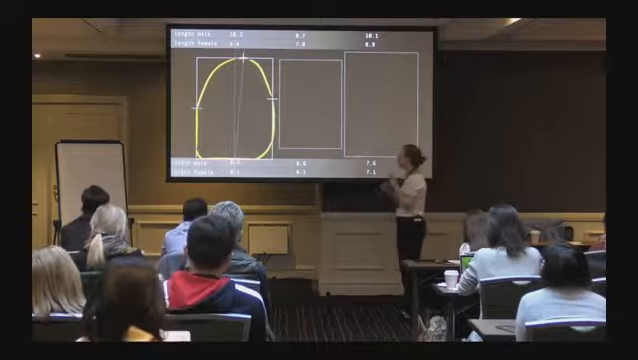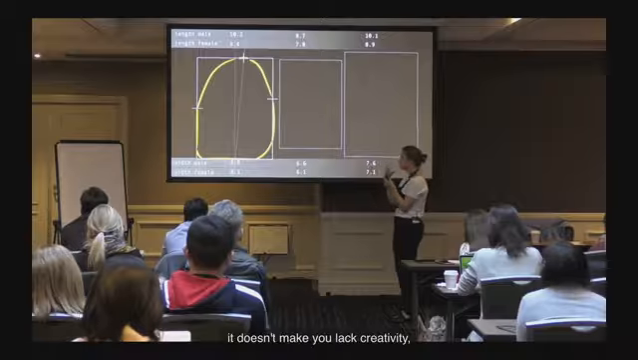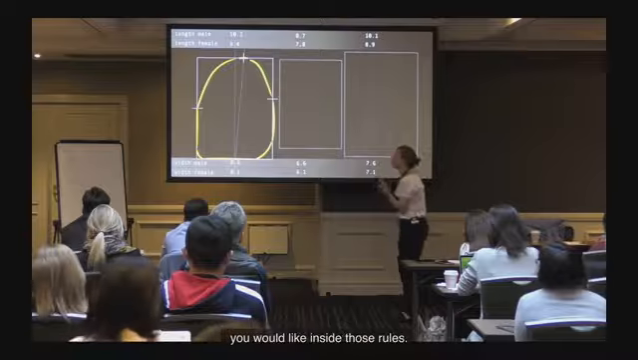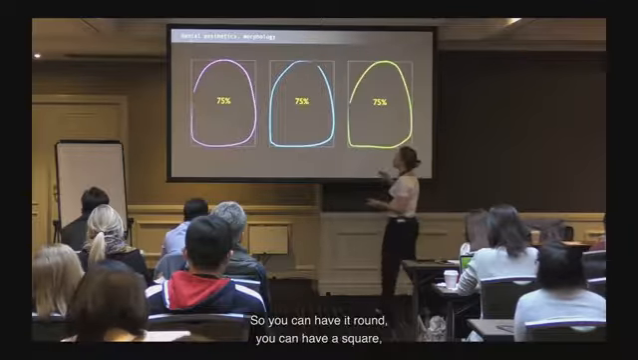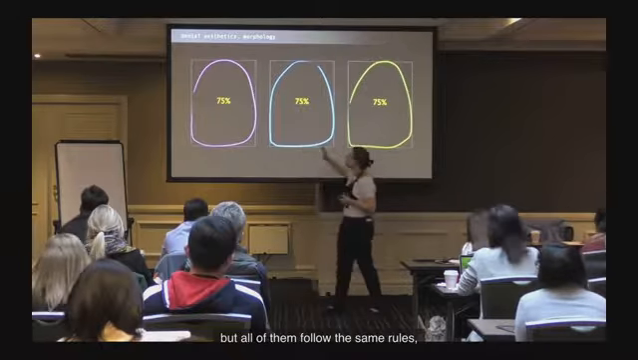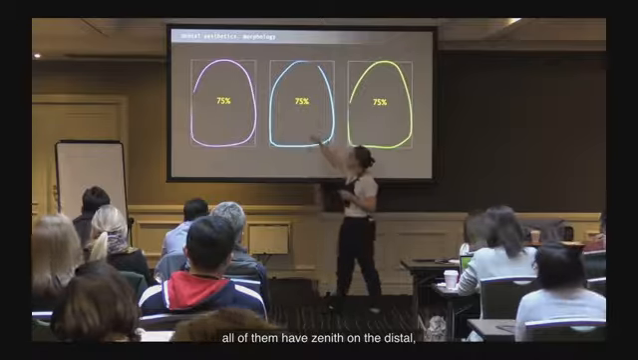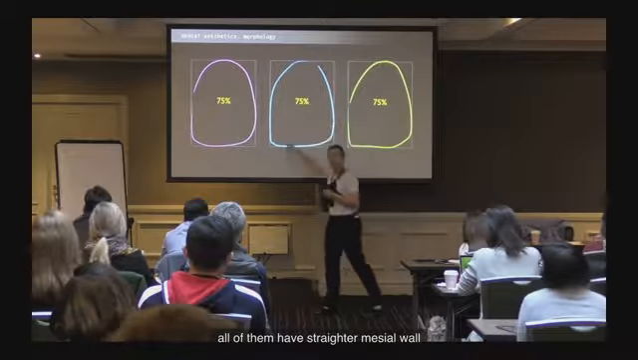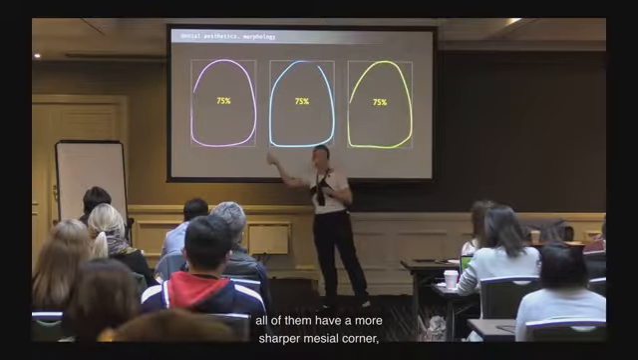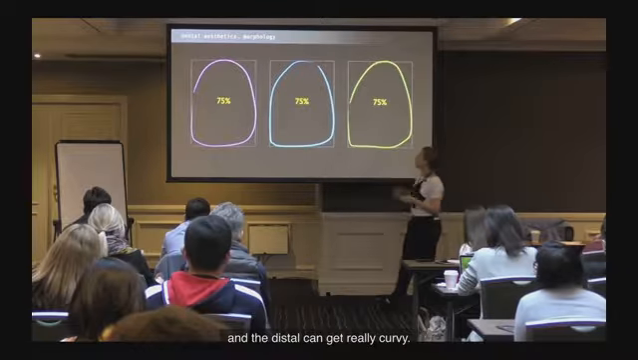Again, just the fact that you have those rules, it doesn't make you lack creativity. You can create whatever shape you would like inside those rules. So you can have it round, you can have it square, you can have a triangle, but all of them follow the same rules. All of them have zenith and a distal. All of them have straighter mesial wall than it is on the distal. All of them have a more sharper mesial corner. It's never sharper than the distal, and the distal can get really curvy.